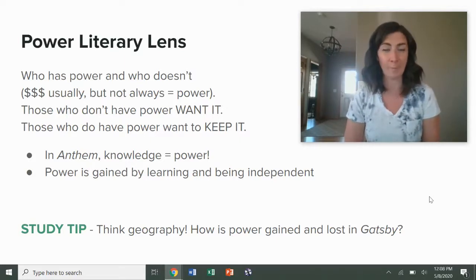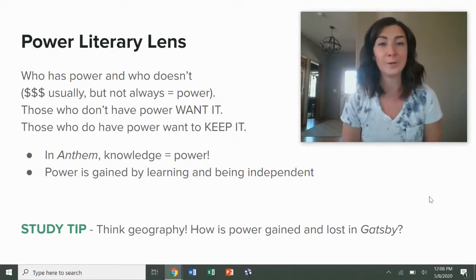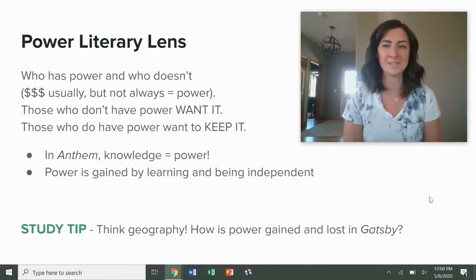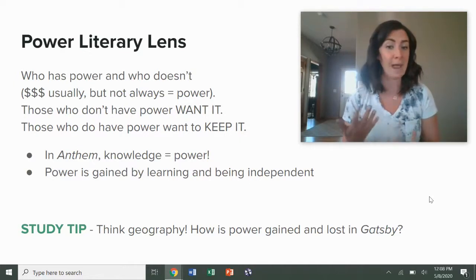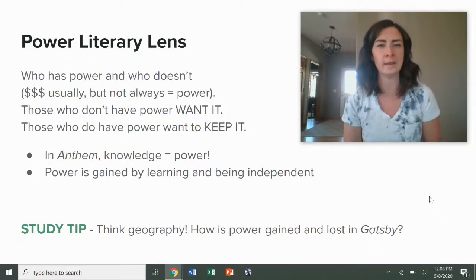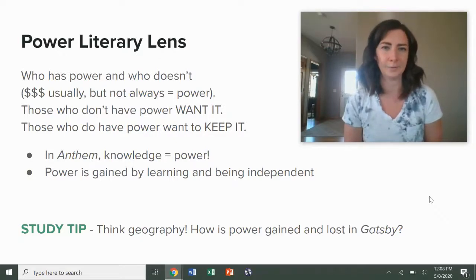When you are thinking about power in The Great Gatsby, I would encourage you to think about geography. We have a couple different geographical areas. If you recall back in chapter 1, there's East Egg, West Egg, Valley of Ashes, Manhattan. What do all these different locations mean? And I also want you to consider how power is gained and lost in the novel The Great Gatsby.